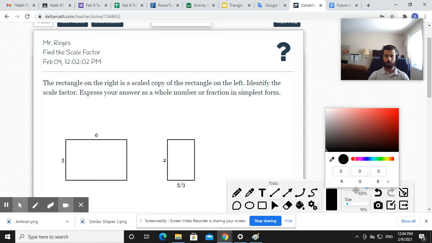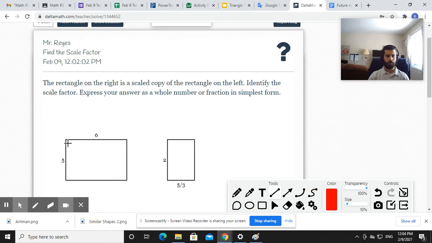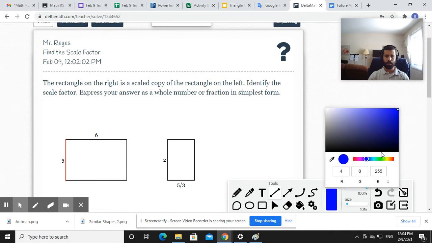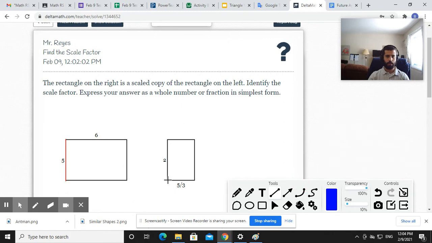So to highlight that, I'm going to just use different colors. We'll use red for the first one. So we're going to focus on the shorter side, which is the 5 instead of the 6, and 5/3 is also the short side. I'll highlight that in blue because I think that's what they do in Delta Math. And here we have, we flipped it so that the 5 is on the bottom and the 5/3 is on the bottom.